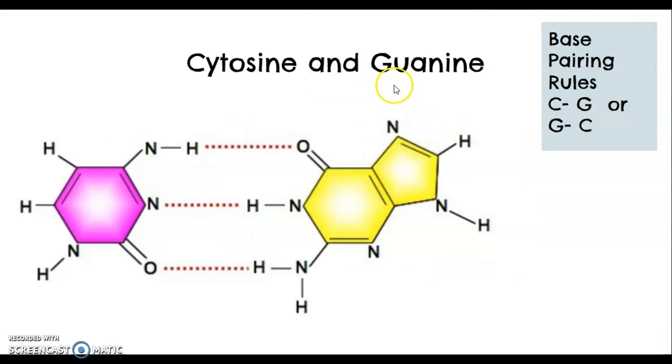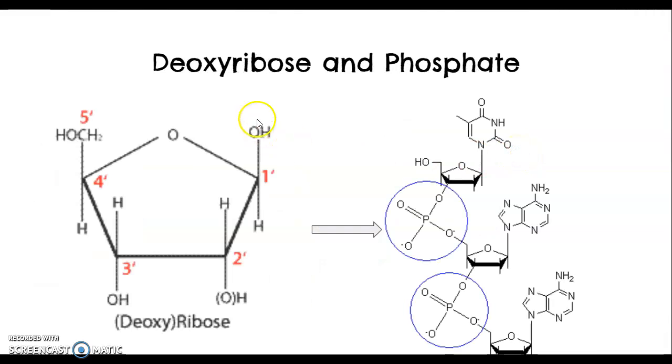Cytosine and guanine acted the same way. They formed hydrogen bonds in 3 different places. And so we say the base pairing rules are C and G, or G pairs with C.